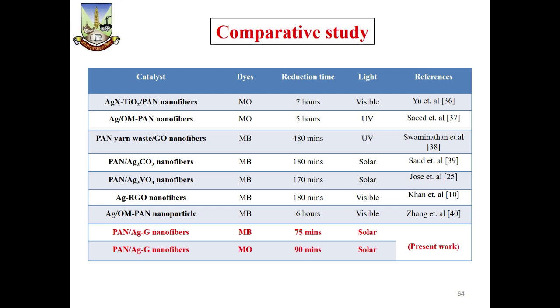This is the comparative study. We have compared with previous studies. PAN AGG nanofiber degrades methylene blue in 75 minutes and methyl orange in 90 minutes under solar light. In previous studies, they have taken much more time: 7 hours, 5 hours, 480 minutes, 180 minutes, 170 minutes, 180 minutes, 6 hours. Much more time is required in the presence of other nanoparticles and nanofibers, but this material is found to be very effective.